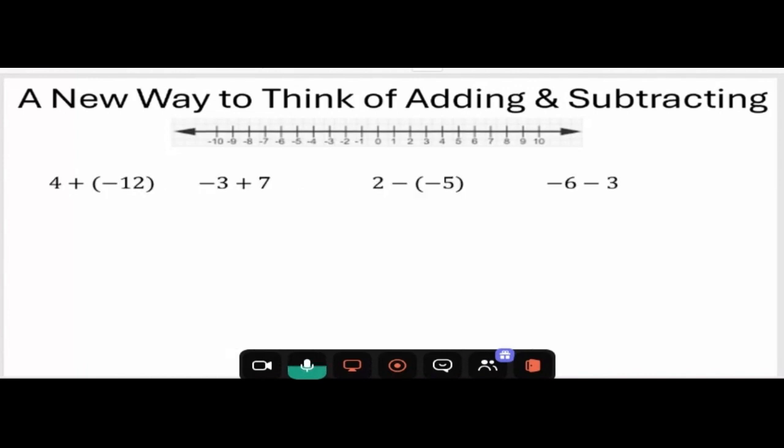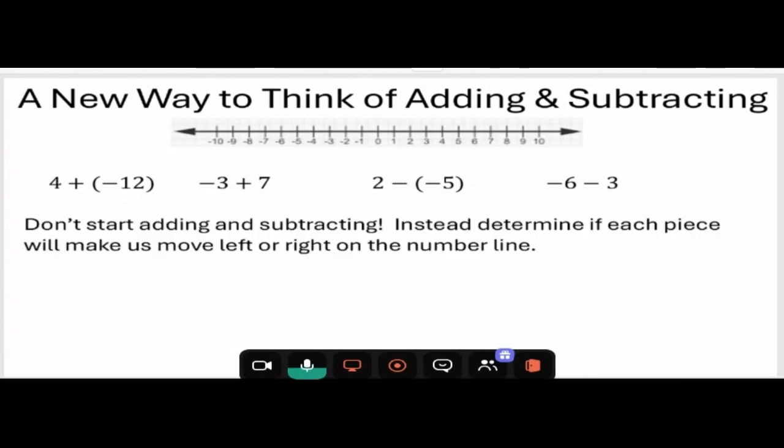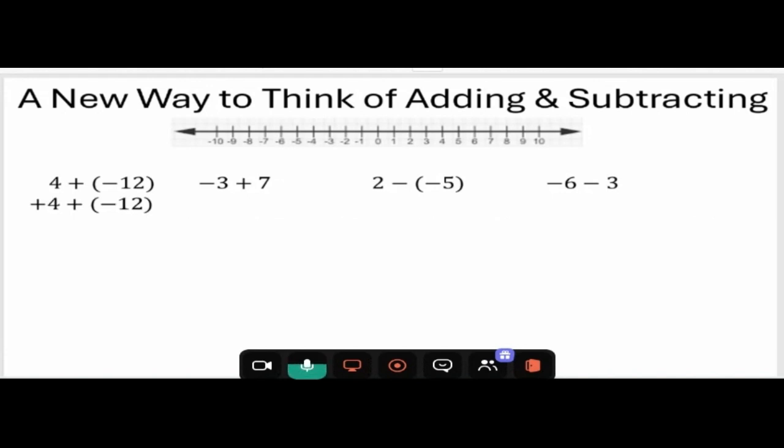So here's a couple ones to try. Let's analyze each of these in terms of the number line. First of all, don't just start adding and subtracting. We want to determine if each piece makes us go to the right or the left on the number line. So that first one, we remind ourselves that the 4, even though we're lazy, has a plus in front of it. You don't need to always write this down. I'm just reminding you. You know it's there even if it's not written, right?